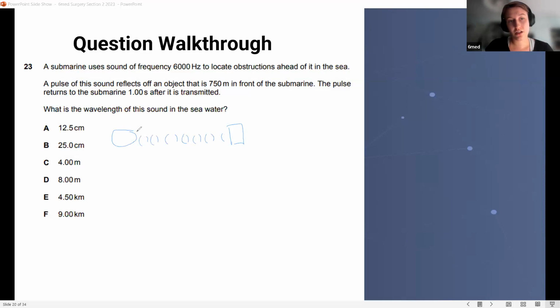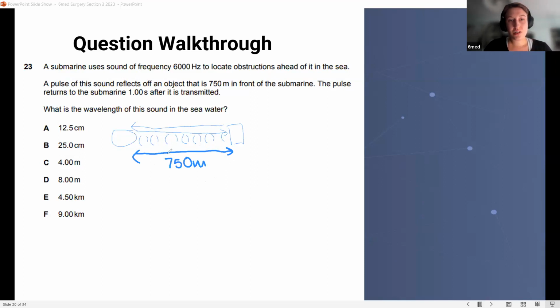Okay, so we've essentially got that distance and also that distance. So the first thing you've got to remember is that's what we are looking at. We've been told that this distance is 750 meters.